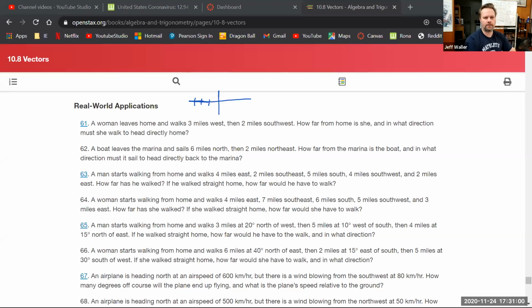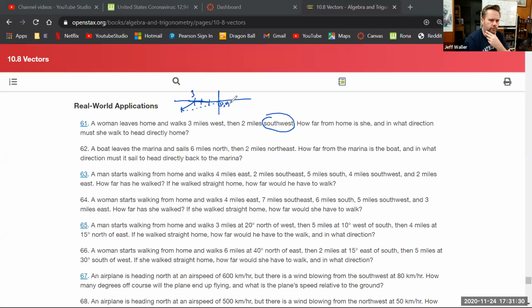There we go. So the interesting thing is when she turns southwest, right? So she goes 3 west, and then she goes 2 southwest. So from here, she goes 2 southwest. So then it asks, what is this? Because her home is at the origin, of course, right?